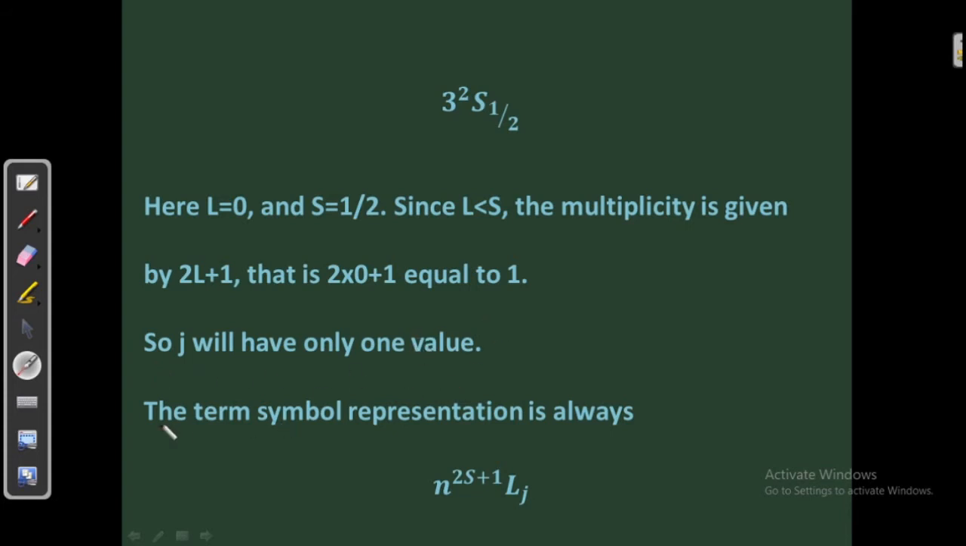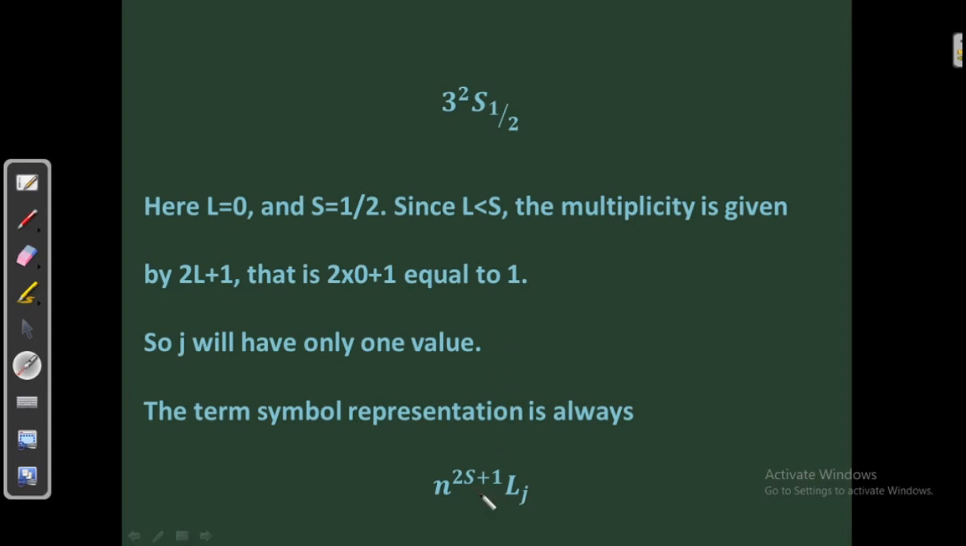And our usual term symbol representation that we have already discussed is n, 2S plus 1, L, J. That is, this is the principal quantum number. This is always 2S plus 1. We have to assign this value for 2S plus 1 always. And this is the J value. Here in this case, n is equal to 3. Then 2S plus 1 is given by 2. And L is given by the S value, that is L equal to 0. That is the S. Then J is equal to 1 by 2.